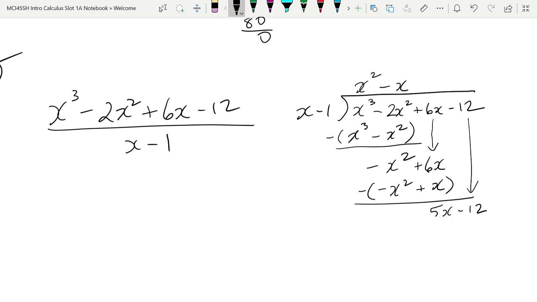And then how many x minus 1s go into 5x minus 12? Well, the most I'm going to get is 5 of them. So 5 goes into 5x minus 12. So 5 times x minus 1 is 5x minus 5. I'm going to subtract that. And there we go. I'm going to have negative 12 minus negative 5, which is negative 7. Now, what do you do with a remainder?